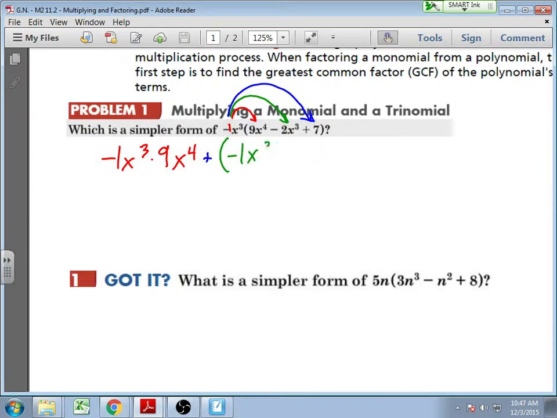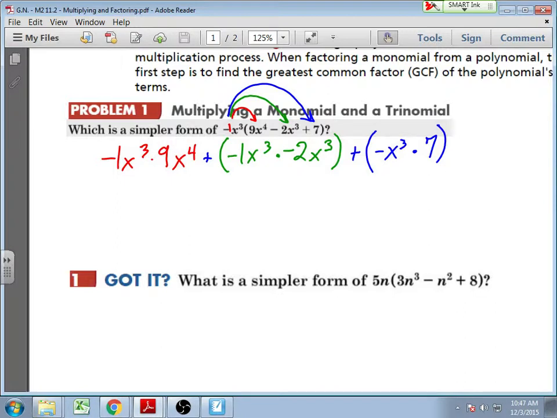Negative 1 x cubed times negative 2 x cubed. I always assume addition between them. So then negative x cubed times 7. Then we have to think about our rules. When we have a power times another power, what do we really do with the powers?